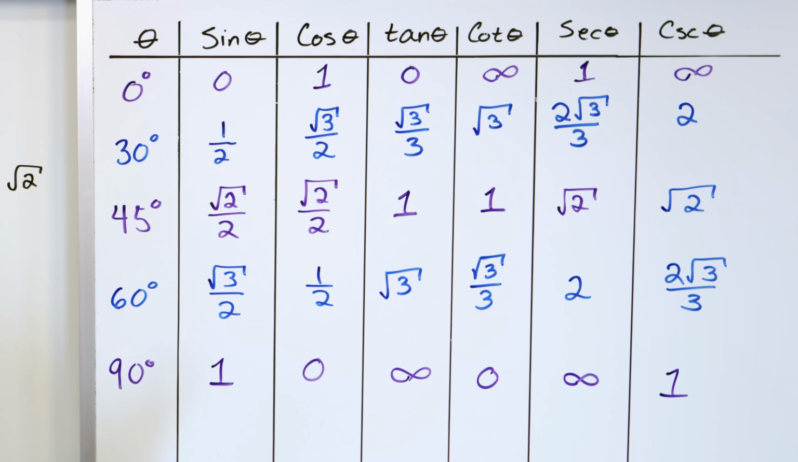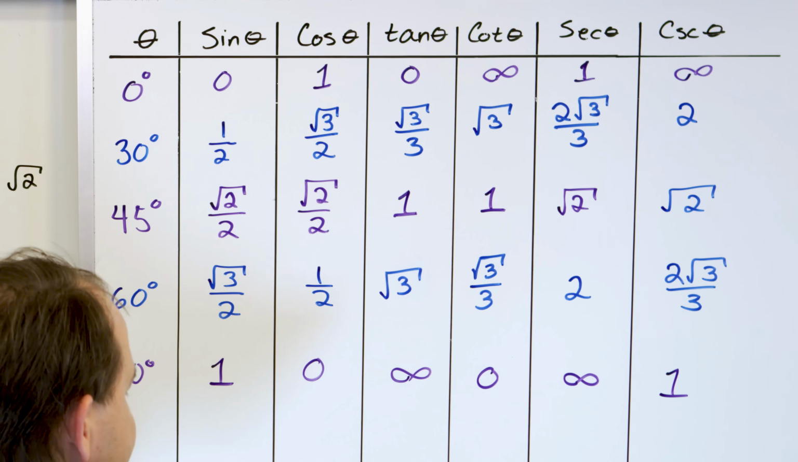All right, now let me take a second just to check myself because I make mistakes too. So we have sine, cosine, tangent, cotangent, secant, cosecant. For 0 degrees: 0, 1, 0, infinity, 1, infinity. For 30 degrees: 1/2, square root of 3 over 2, square root of 3 over 3, square root of 3, 2 square root of 3 over 3, and 2. Then for 45 degrees: square root of 2 over 2, square root of 2 over 2, 1, 1, square root of 2, square root of 2. Then for 60 degrees: square root of 3 over 2, 1/2, square root of 3, square root of 3 over 3, 2, 2 times the square root of 3 over 3.